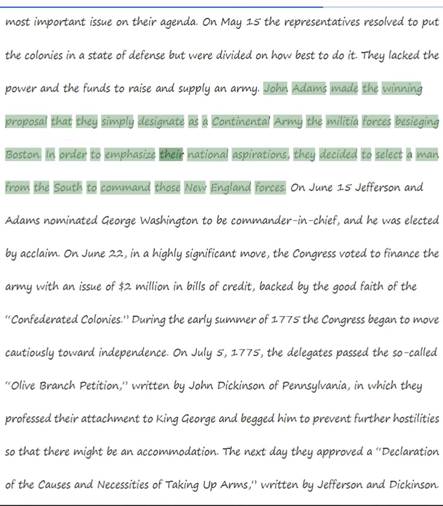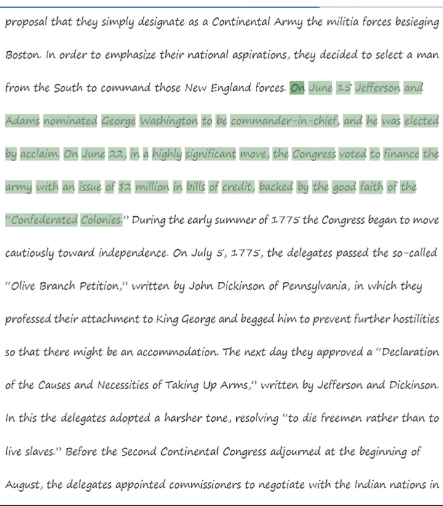In order to emphasize their national aspirations, they decided to select a man from the South to command those New England forces. On June 15 Jefferson and Adams nominated George Washington to be commander-in-chief, and he was elected by acclaim. On June 22, in a highly significant move, the Congress voted to finance the Army with an issue of $2 million in bills of credit, backed by the good faith of the Confederated colonies.